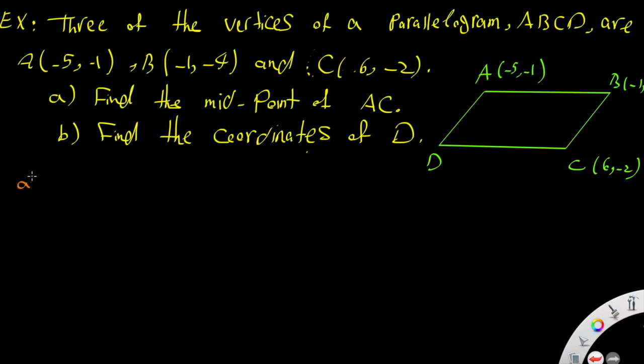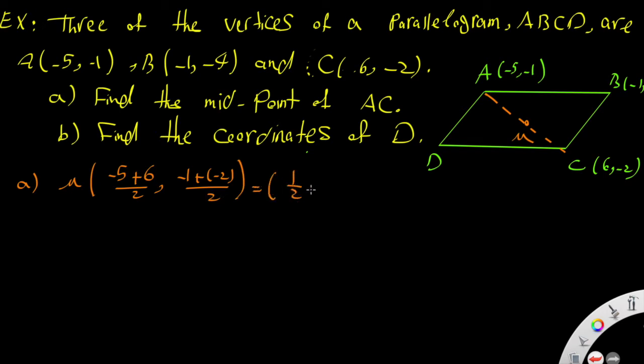Now, in the first part, you're supposed to find the midpoint of AC. So M, the midpoint of AC, will be negative 5 plus 6 over 2 and negative 1 plus negative 2 over 2, which gives you 1 over 2 and negative 3 over 2. Now, part B says find the coordinates of D. Here, I construct the other diagonal.